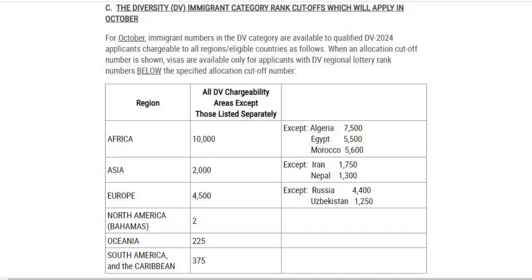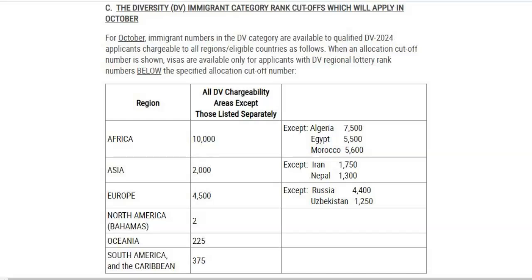225 was the cutoff number that was established last year for the DV 2024 program, and on the same basis as previously, for the DV 2025 program, we can consider that case numbers that are below 200 can be considered as the lowest case numbers from the Oceania region in the DV 2025 program.